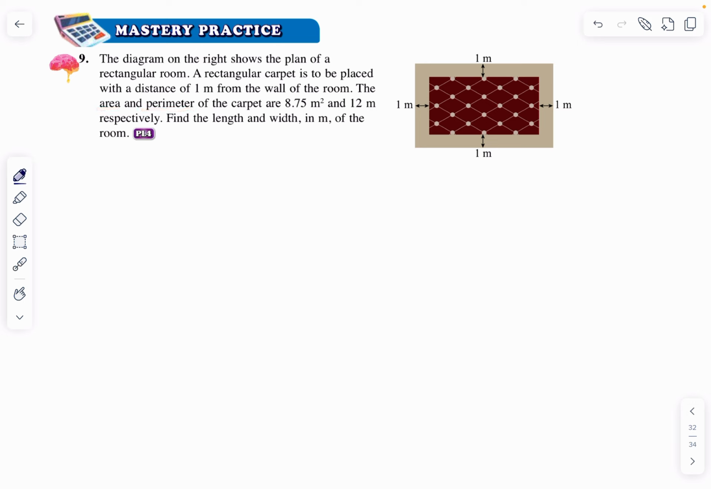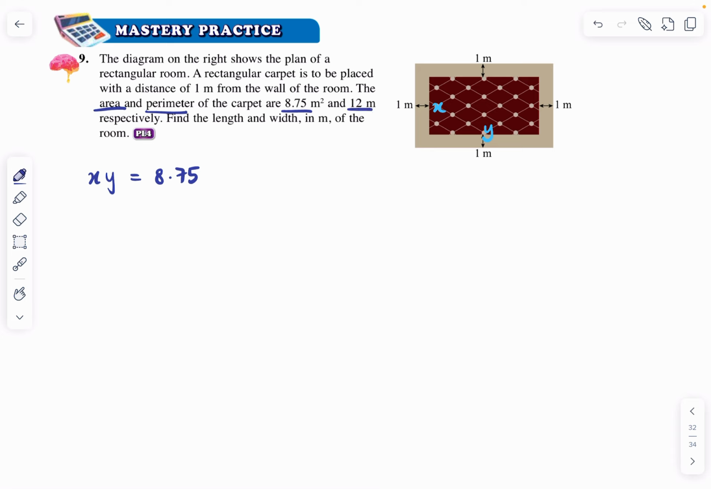Okay. So let's assume this length is x and this length is y. So area is x times y. And area is 8.75.